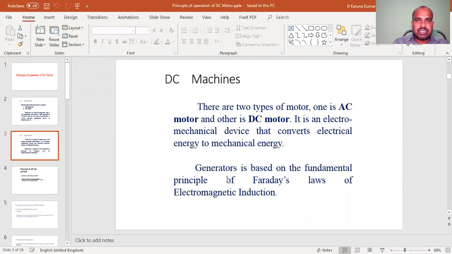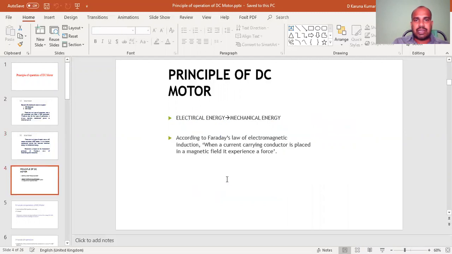Which machine converts electrical energy to mechanical energy? That machine is called a DC motor. Both generators and motors work on the fundamental working principle of Faraday's laws of electromagnetic induction. The principle is that when a current carrying conductor is placed in a magnetic field, it experiences a force. The force F equals B into I into L.